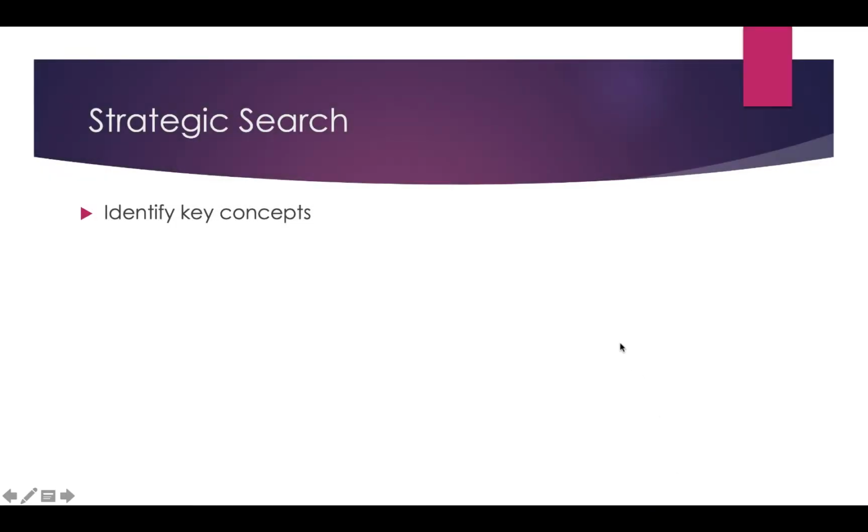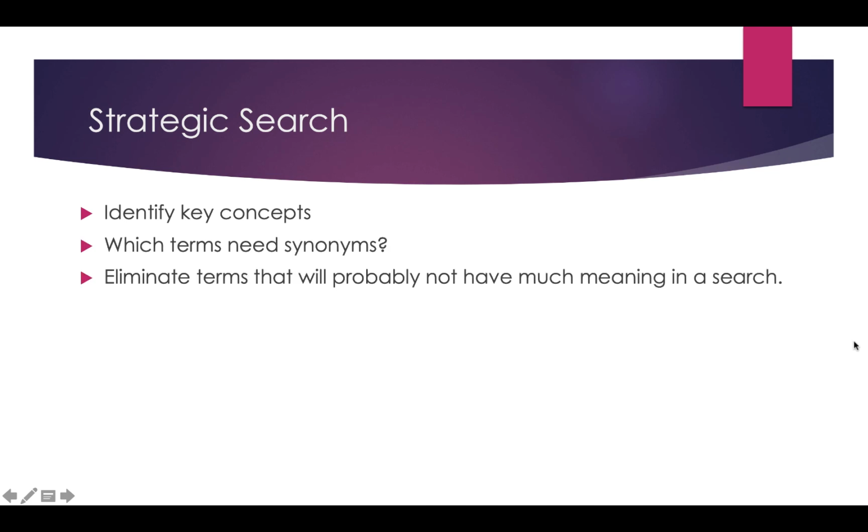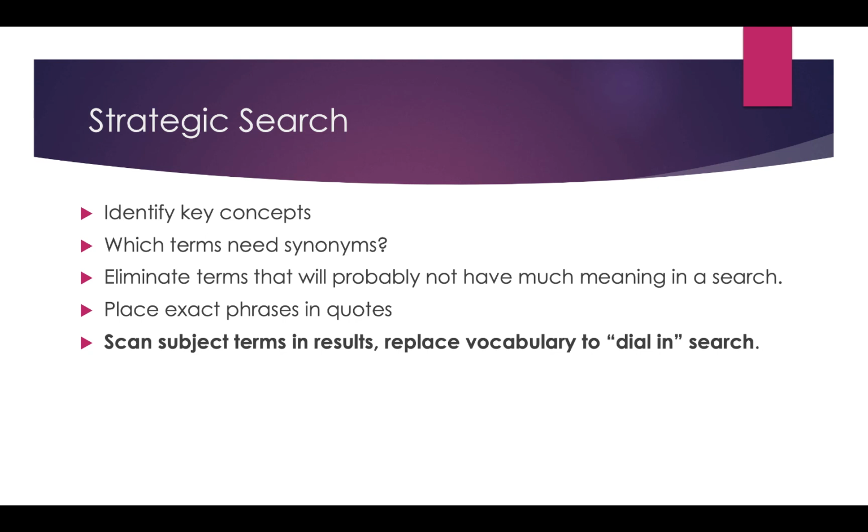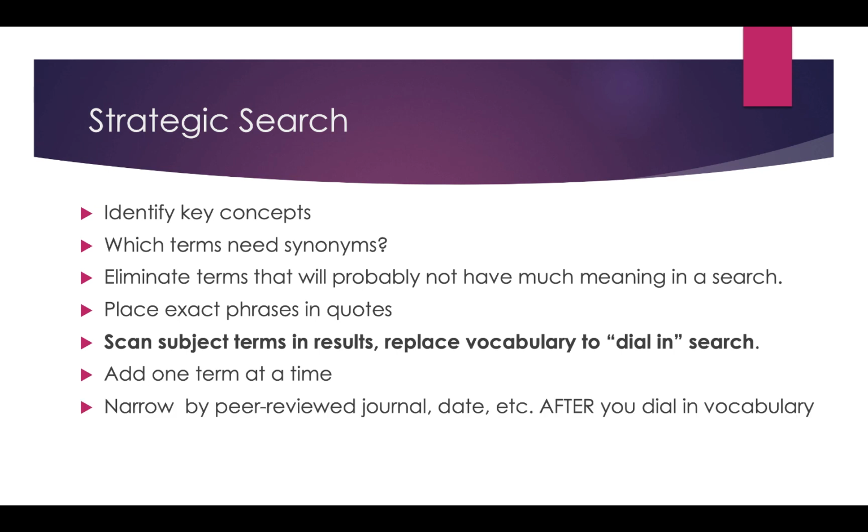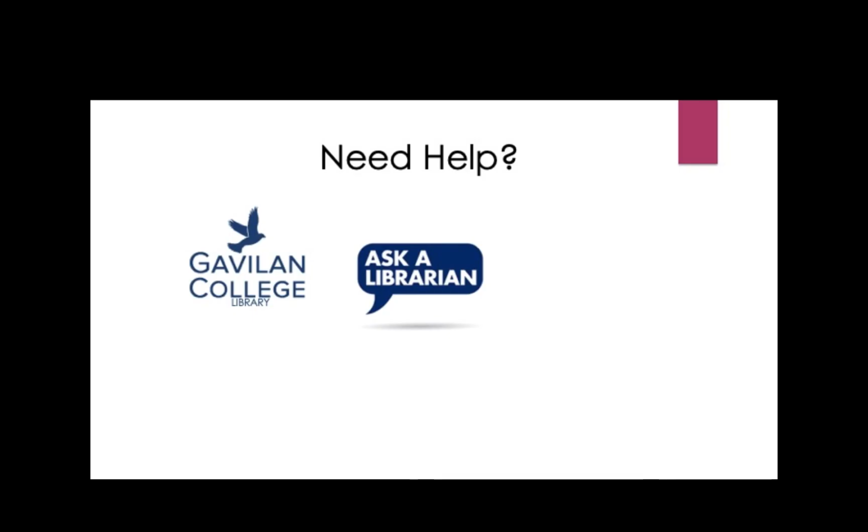This video has outlined a process for locating high-quality academic resources from Gavilan's databases using OneSearch. Start by identifying key concepts, deciding which terms need synonyms, eliminating terms that will probably not have much meaning in the search, placing exact phrases in quotes, scanning subject terms in the results and replacing vocabulary, adding one term at a time in building your search, and then narrowing by peer-reviewed journal and date after you define your vocabulary.